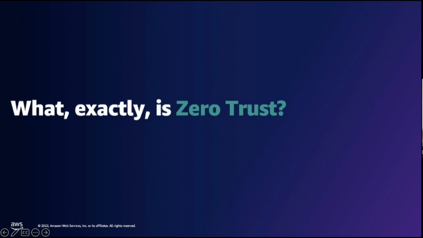Yeah, I feel like Zero Trust actually is some kind of security model, right? I don't really know much about it, but I feel like it's some kind of security model for AWS.